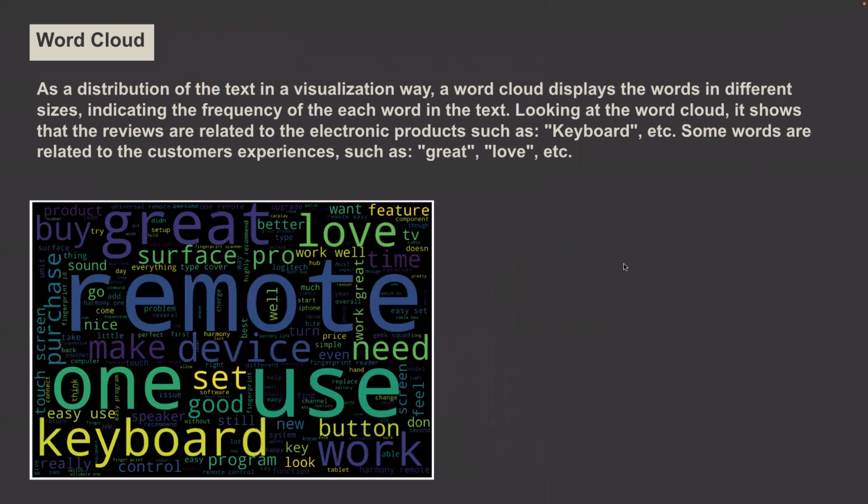The last one I did was a word cloud. A word cloud is a distribution of the text in a visualization way. A word cloud displays words in different sizes, indicating the frequency of each word in the text. Looking at the word cloud, it shows that the reviews are related to electronic products such as keyboard, and some words are related to customers' experience such as great, love. And because all the products are under electronic categories, I think it does make sense here.